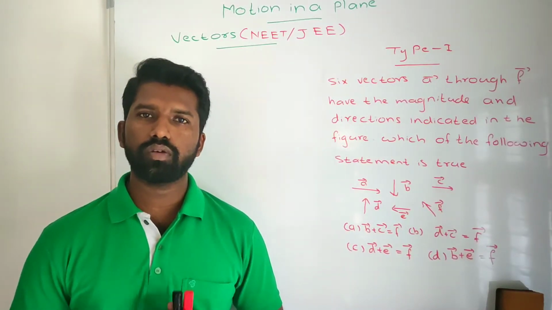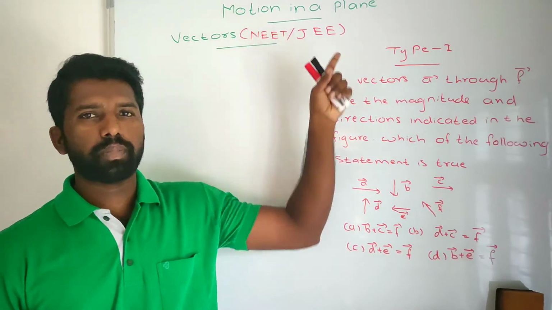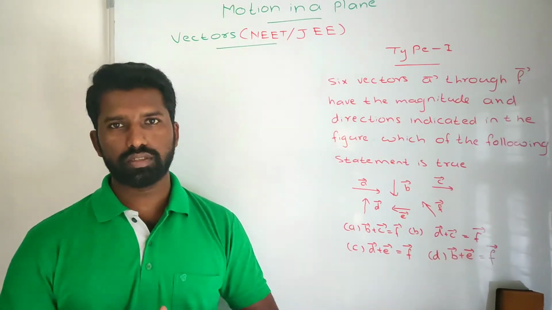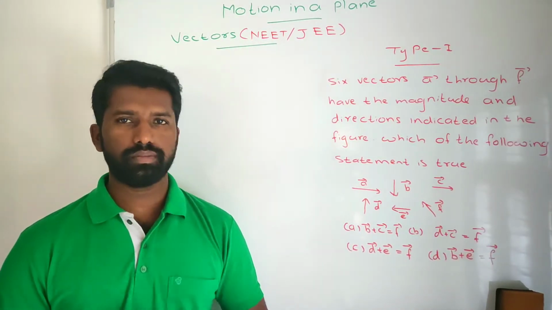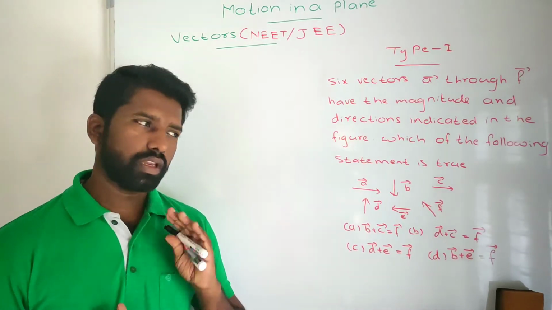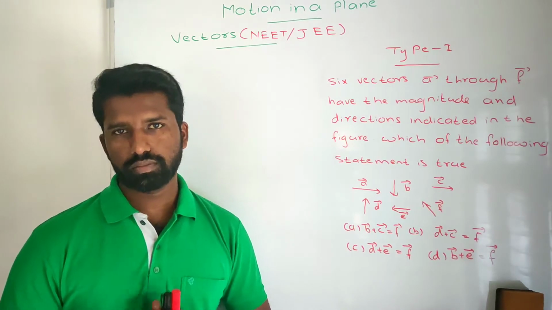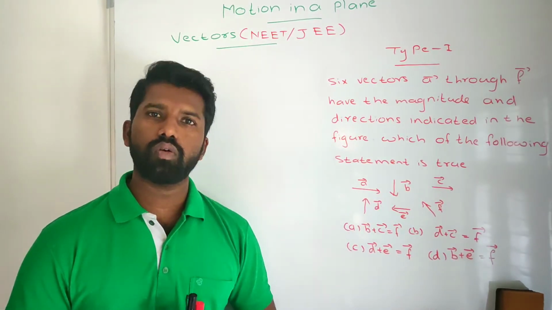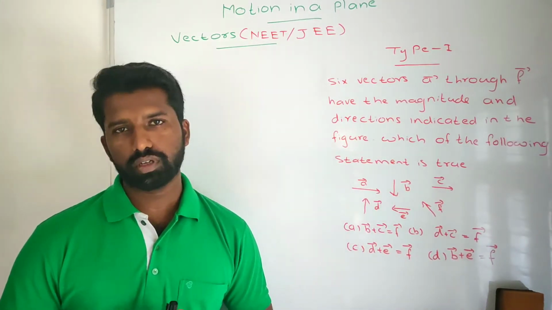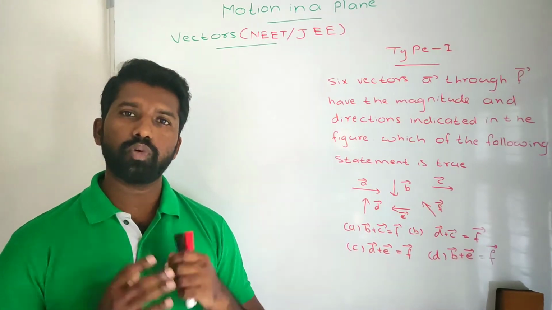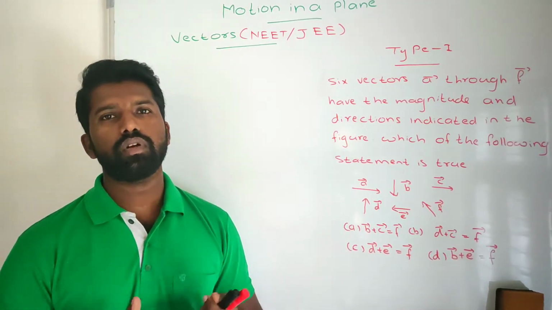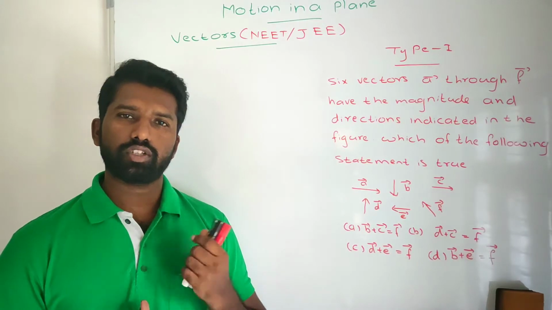In this video, I am going to discuss motion in a plane, topic vectors, for NEET and JEE. If a body is moving in a straight line, it will have two possible directions. It can move in the forward direction or it can move in the backward direction. So we are using the positive and negative sign for representing the direction of motion.